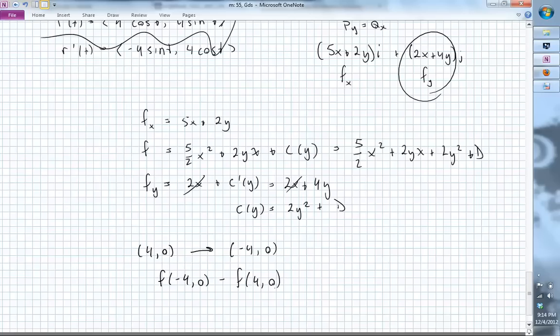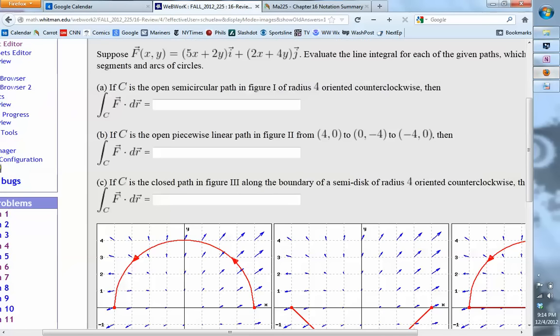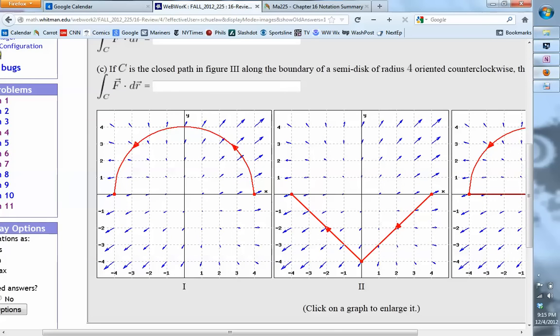Is this counterclockwise? Well, yeah, the orientation matters. And this guy starts out at 4, 0 and ends up at negative 4, 0. Yes.